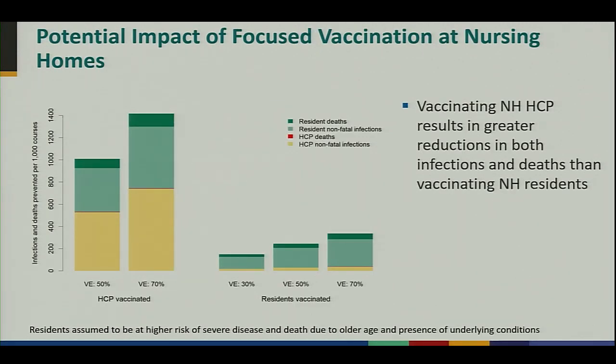When evaluating vaccines with variable VE, as shown on the x-axis here, and grouped by vaccinating either healthcare providers on the left or residents on the right, we estimated that vaccinating nursing home healthcare providers results in greater reductions in both infections and deaths than vaccinating nursing home residents. This is even when assuming that residents are at a higher risk of severe disease and death due to their older age and presence of underlying medical conditions. Next slide, please.